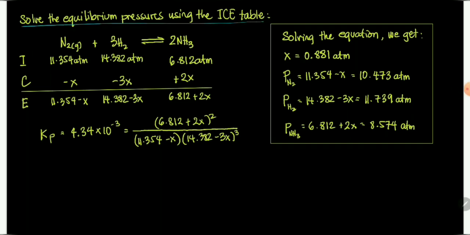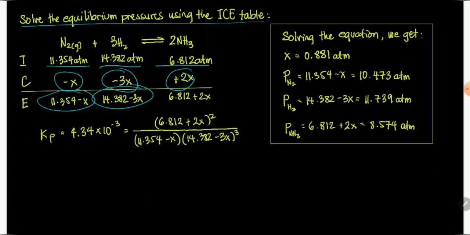So since Q is less than KEQ kanina, okay, so in-expect na natin na magpo-forward yung ating reaction. So ma-favor yung production ng ammonia. So from the equilibrium pressures kanina, okay, magbabago ulit yung kanilang pressure since mababawasan yung amounts or yung pressures ni nitrogen and hydrogen at madadagdagan yung pressure ni ammonia. So at equilibrium, nitrogen is 11.354 minus X atmospheres, tapos si hydrogen ay 14.382 minus 3X atmospheres, tapos si ammonia ay 6.812 plus 2X atmospheres.